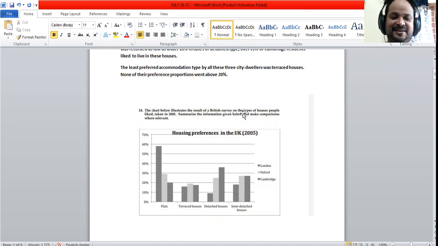Hi everyone, today we are going to see a bar chart. This bar chart illustrates the results of a British survey on types of houses people liked, taken in 2005. The survey is based on that particular year, and it covers the housing preferences in the UK based on the types of houses they prefer.